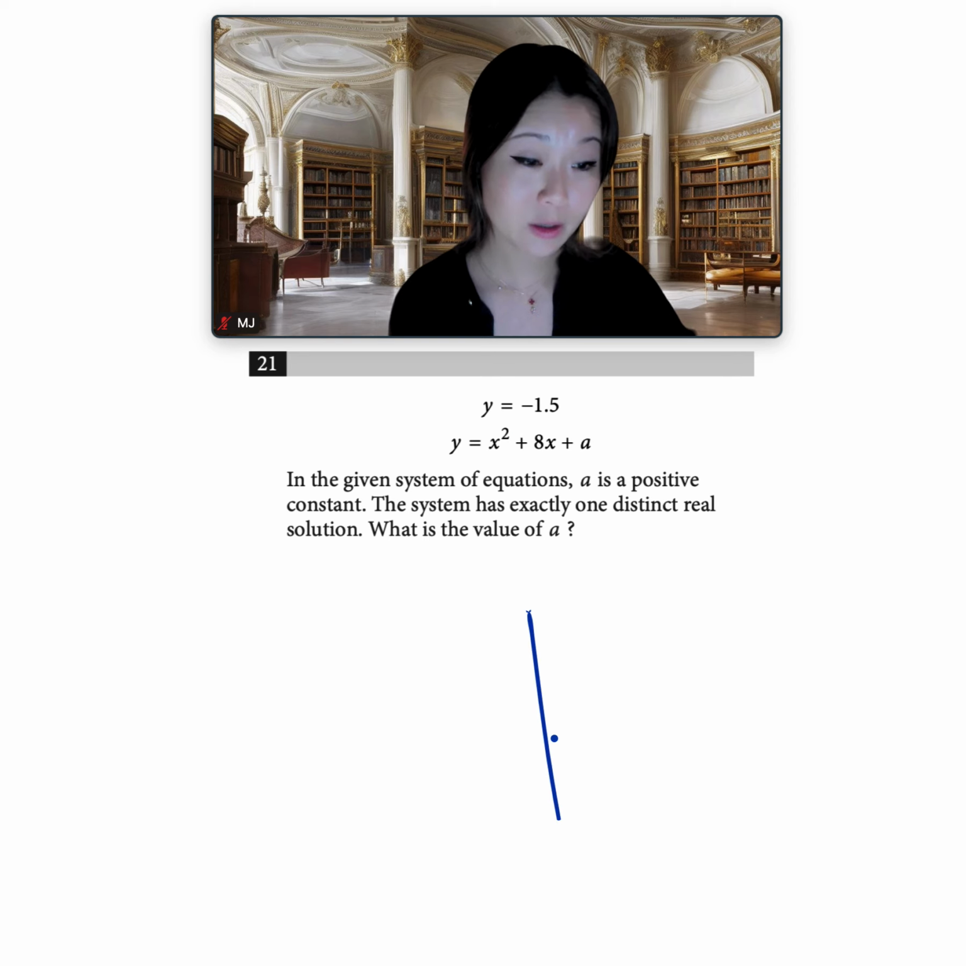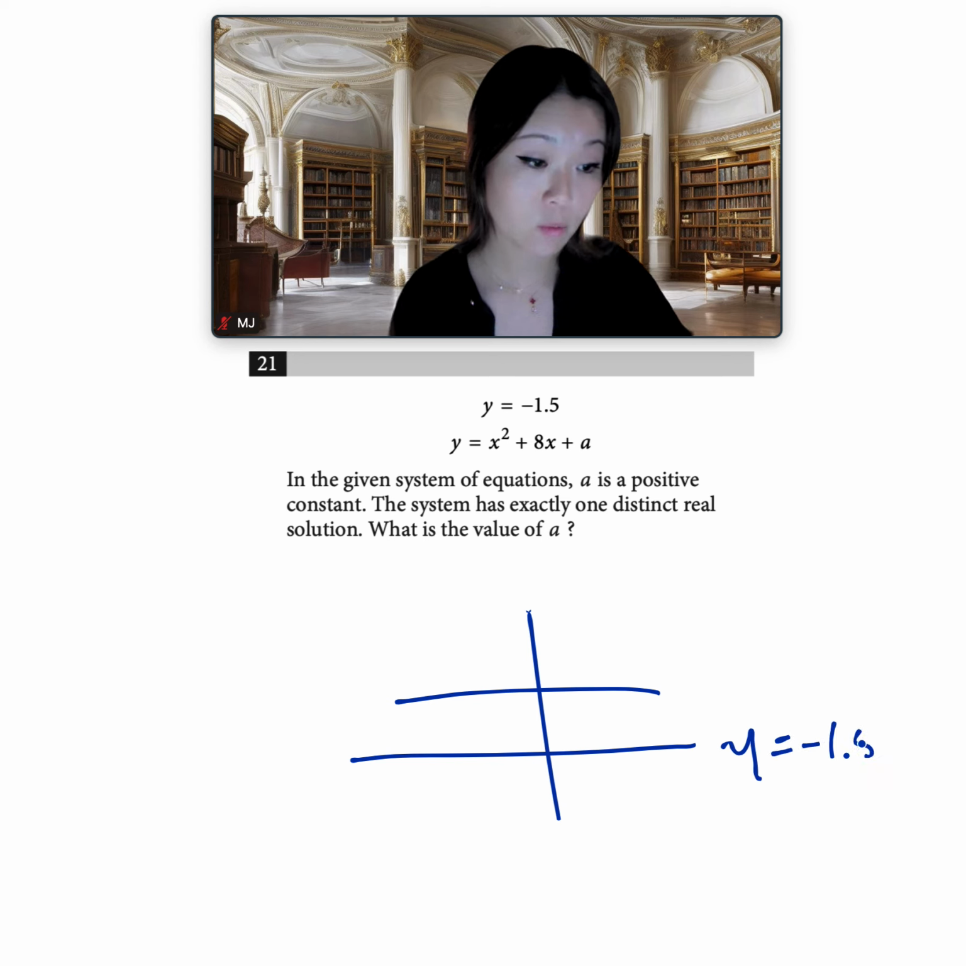A good way to think about this is to be able to visualize it. Over here you have y equals negative 1.5. So if you're just having y equals a constant, that just means that you have a horizontal line. So here all we have is just a horizontal line, y equals negative 1.5. And we know that this parabola is facing up because we have a is greater than 0 here, being 1. So we're kind of looking at the situation.